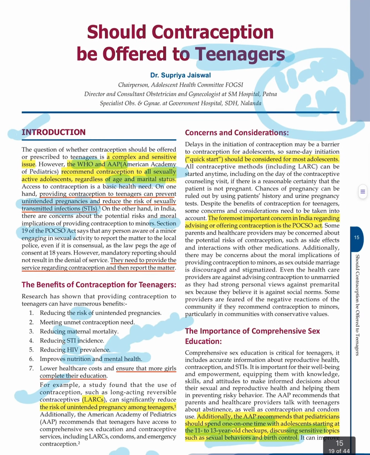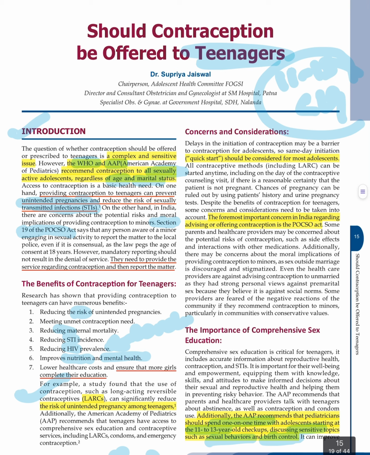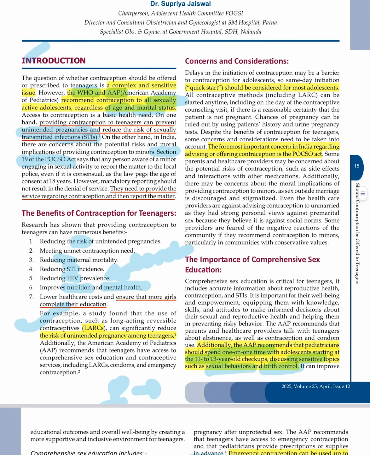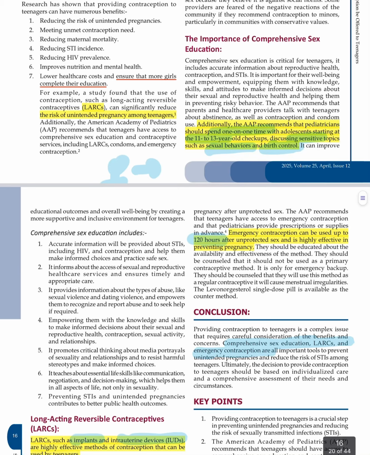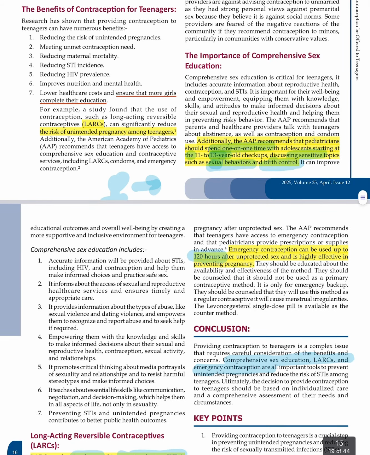Second topic is contraception for teenagers. Teenagers are 11 to 13 up to less than 19. WHO and the American Academy of Pediatrics say that you can give contraception. POCSO in India says that you report the case as well as give contraception, because there is a risk of unwanted pregnancy, and STIs and HIV prevalence can be decreased.